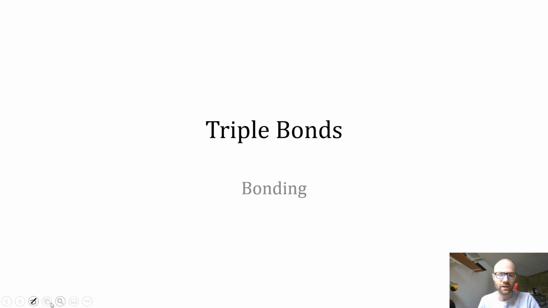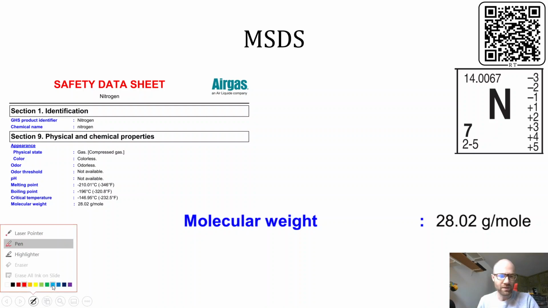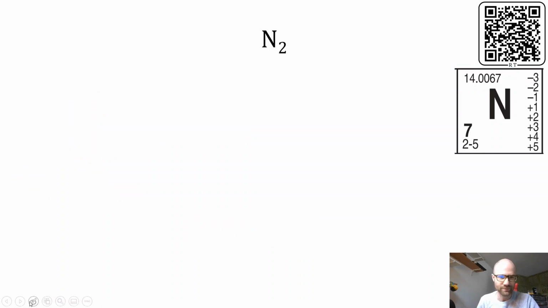Hi, we're going to keep talking about bonding, triple bonding, yay. You probably are used to this by now. This is nitrogen, nitrogen MSDS, molecular weight 28, nitrogen atomic weight 14. What? We already know this is one of the diatomics, so let's see what it looks like.